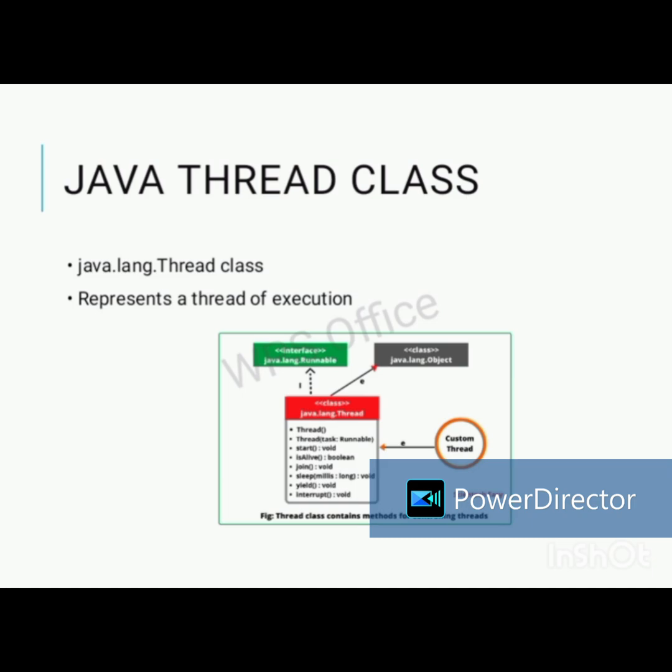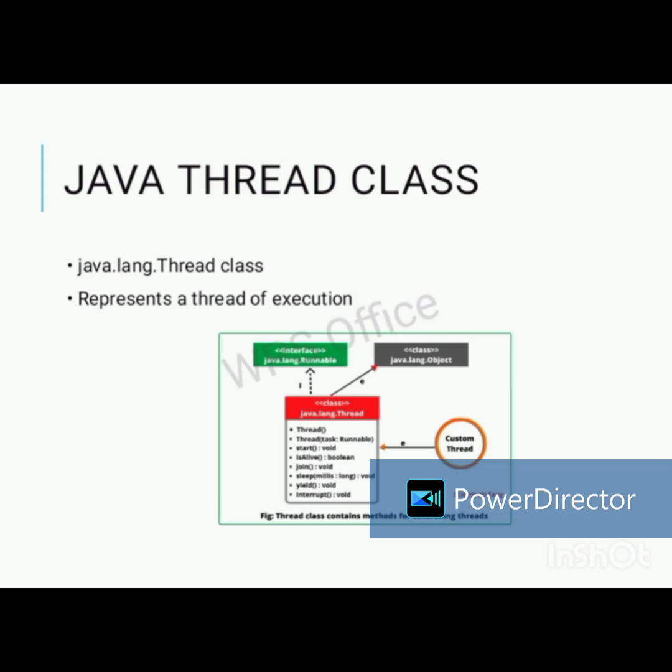Java Thread class. In Java, threads are represented by the Thread class in the java.lang package. This class provides the foundation for multithreading in Java. When you create an object of the Thread class, you are creating a new thread for execution within your program. There are two main ways to create a thread using the Thread class. The first is by extending the Thread class itself and overriding the run method. This method contains the code that should be executed in the new thread.